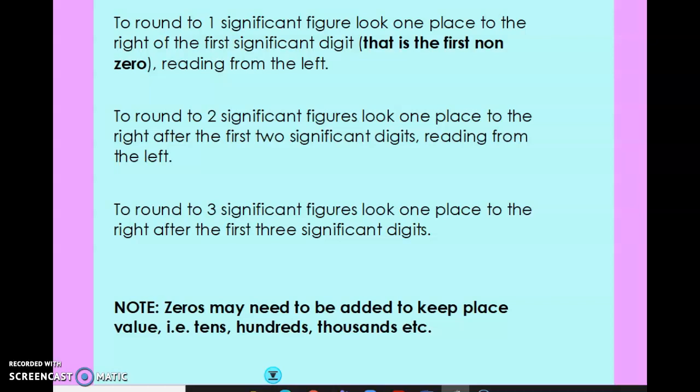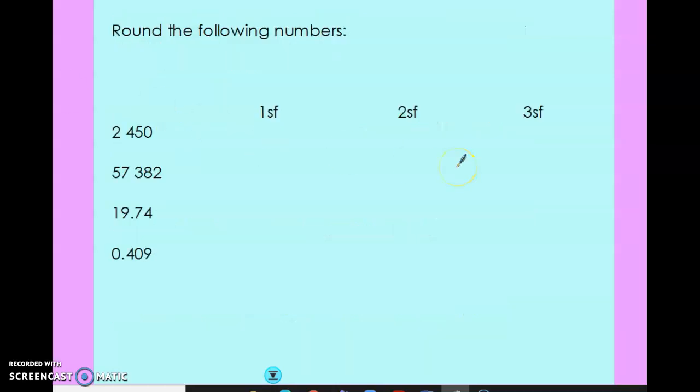Zeros can be added, which are not counted as significant, to keep your place value, to keep it as something like 200 instead of 2. Remember right the way back at the beginning of rounding, I said we want to keep our number as close as possible to the number that we're rounding. Okay, so we're going to look at rounding these to one significant figure, two significant figures, and three significant figures.